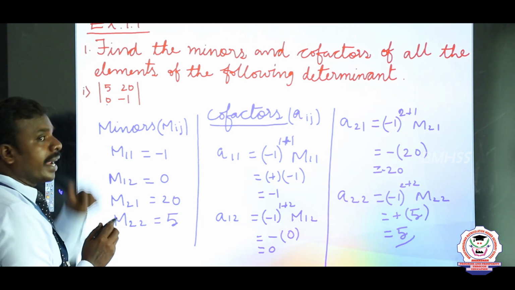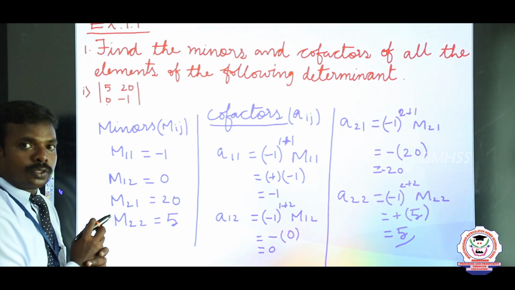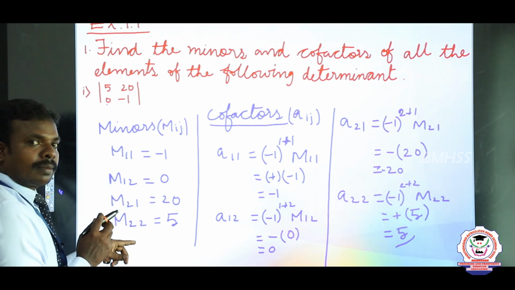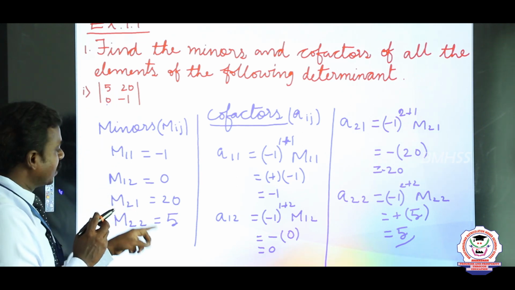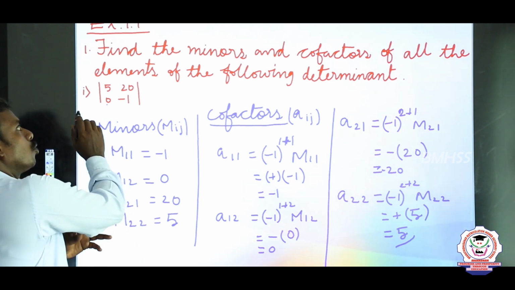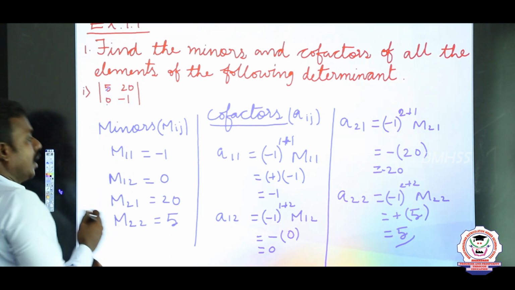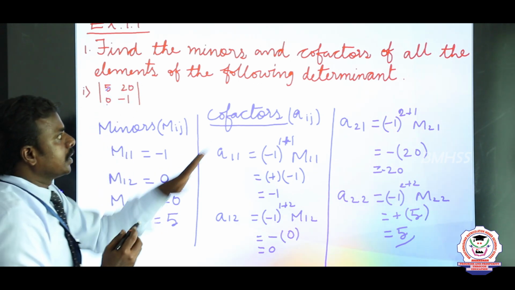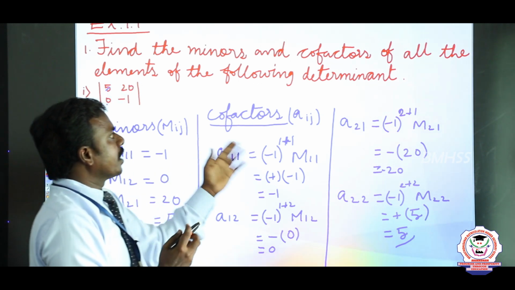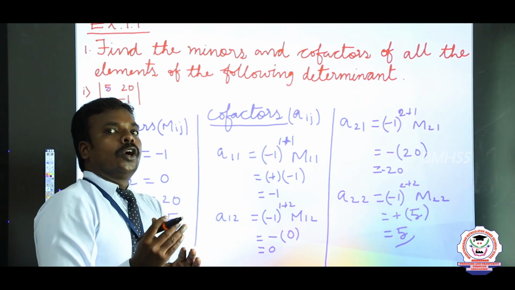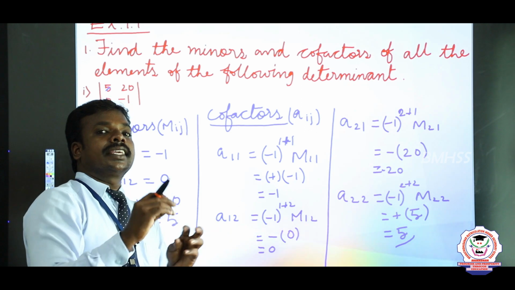Next, the minor of minus 1. The position of the minus 1 is second row, second column, 2 2. So the minor is M22, which is equal to 5, because we need to omit the second row, second column. The remaining value is 5. So cofactors are very simple. We already know that Aij equals minus 1 whole power i plus j into Mij.